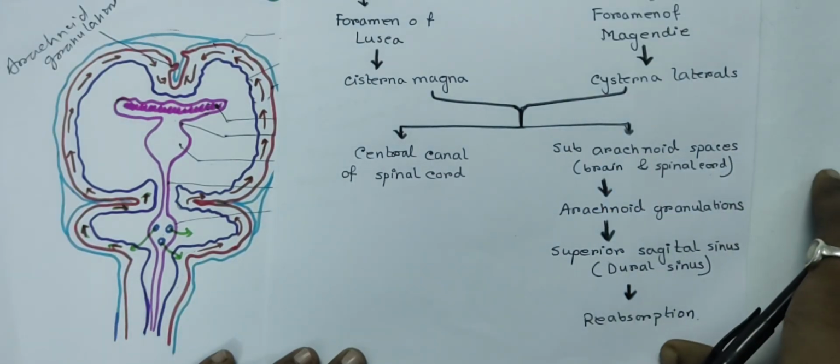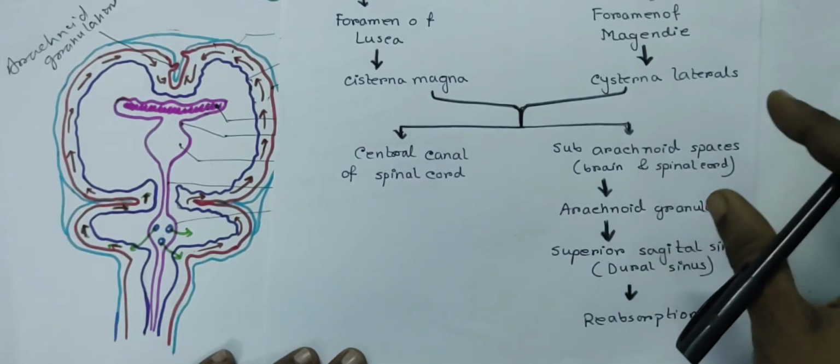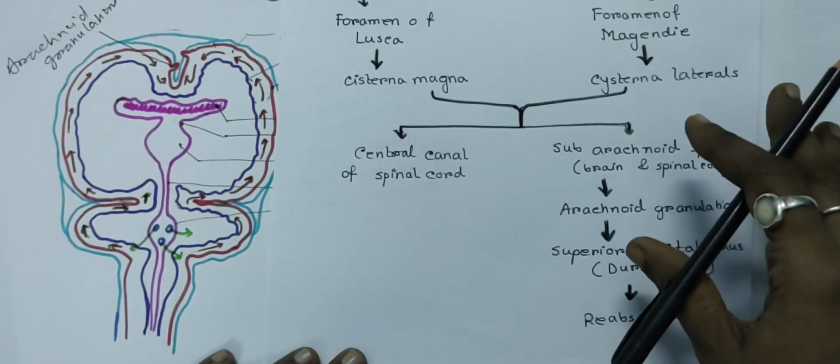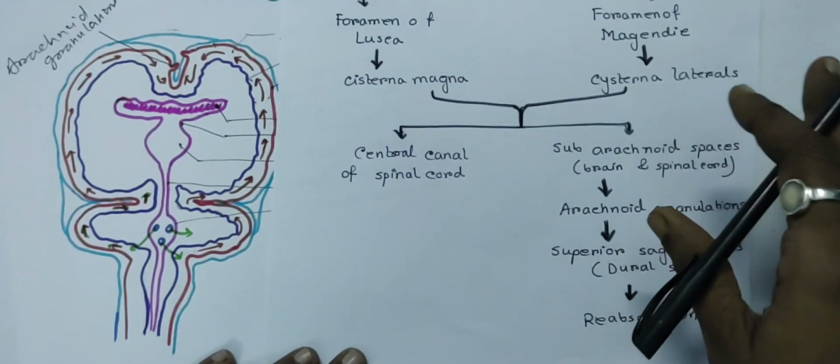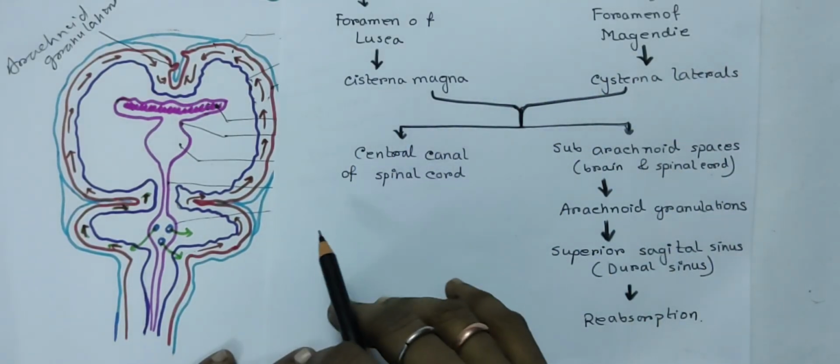So this is all about the ventricles and the cerebrospinal fluid, which is very much related to the ventricles. That's why I discussed both topics in one video, because cerebrospinal fluid is formed in the ventricles.